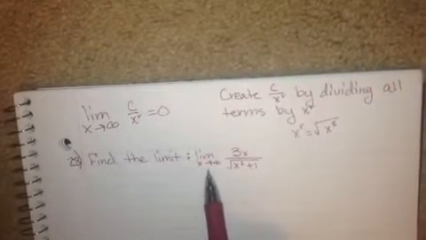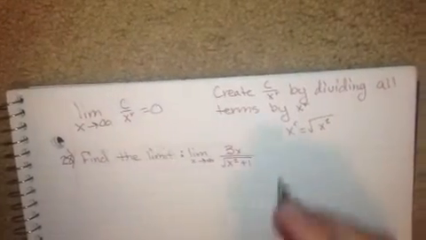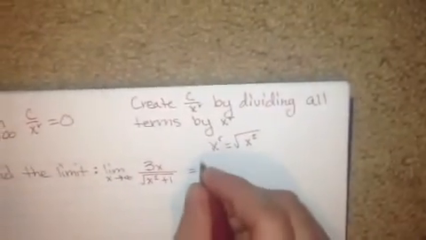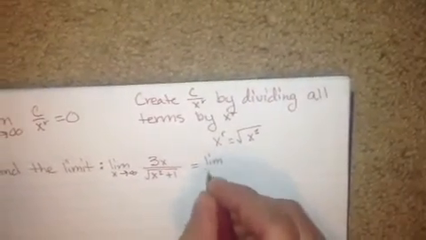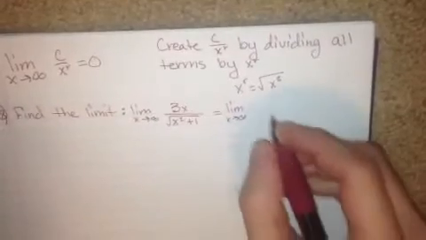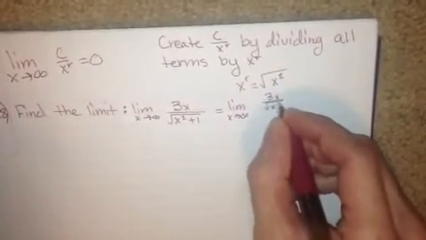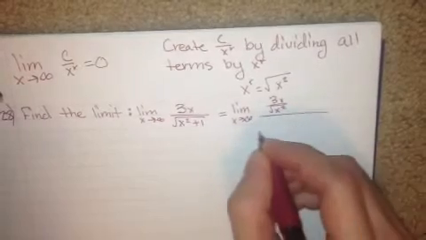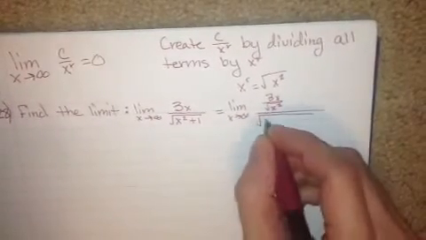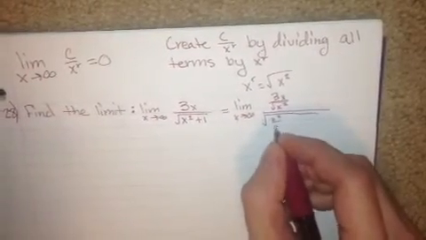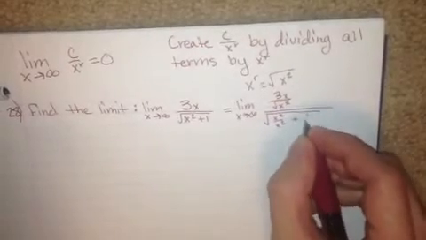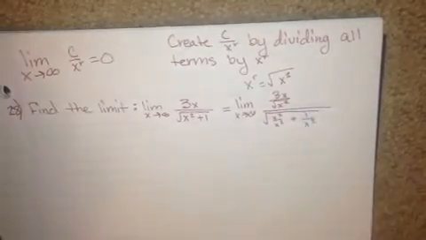So when I divide all the terms by x to the r, the limit as x approaches infinity is 3x over radical x squared all over radical x squared over x squared plus 1 over x squared.